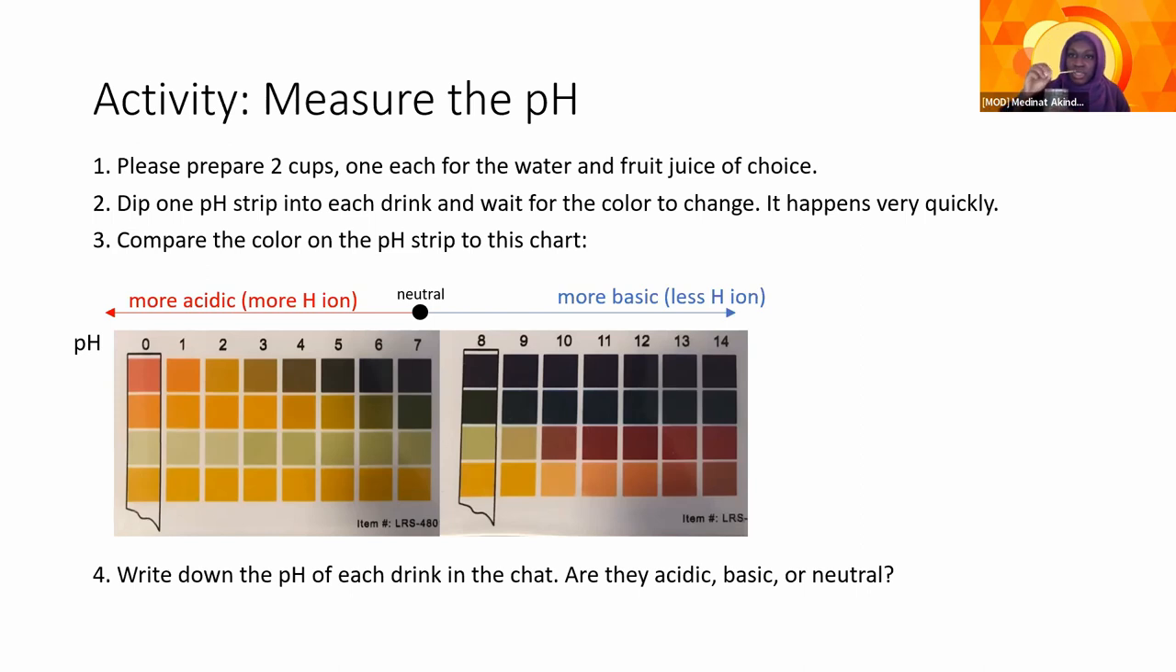With the water, I'm not really seeing much of a change. The pH is kind of close to 7. And with the apple juice, I'm seeing a pH of around 3-ish. Someone else used apple juice, they got around 3. That's cool. Water neutral, lemonade acidic. Water slightly acidic. Yeah, cool. Seems like everyone's coming to similar conclusions.